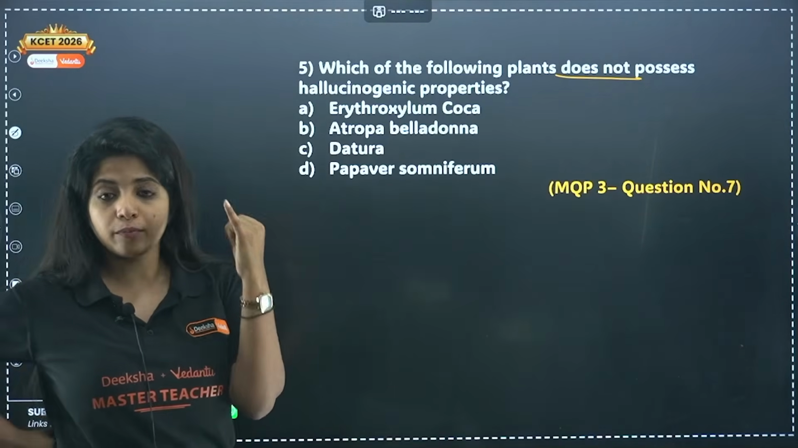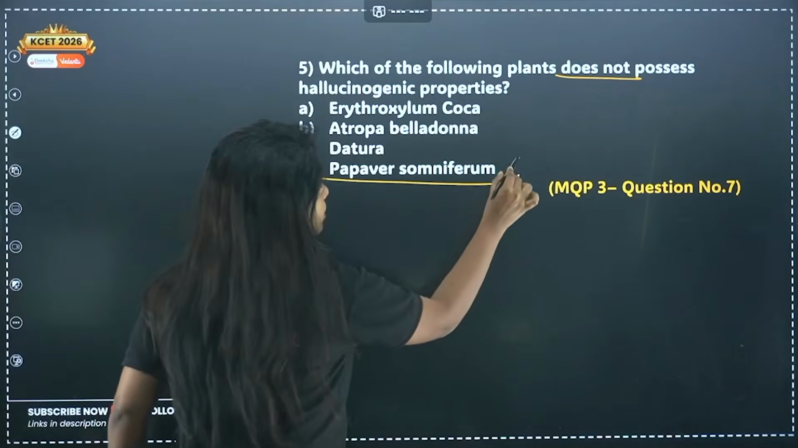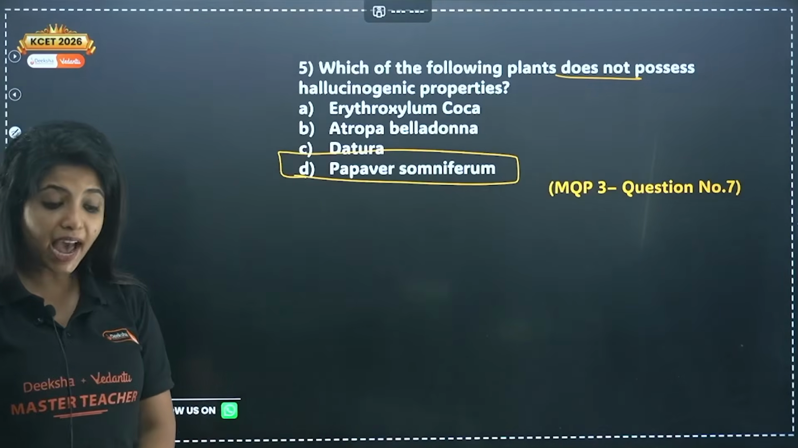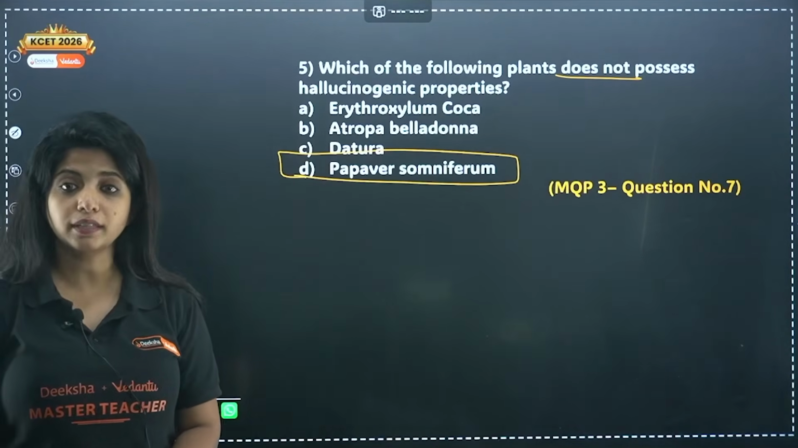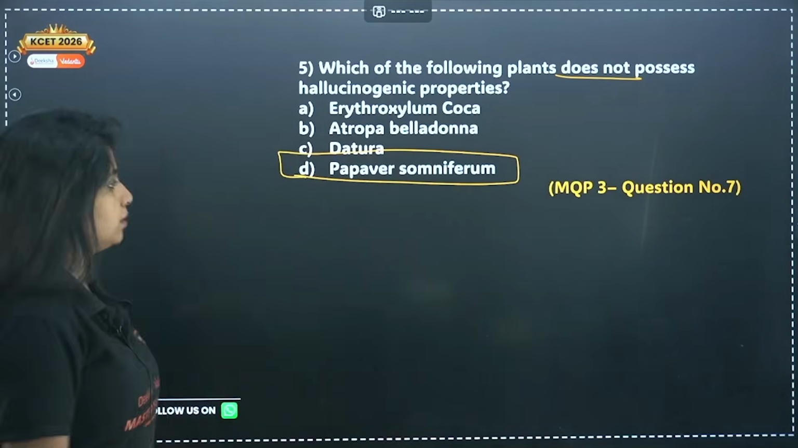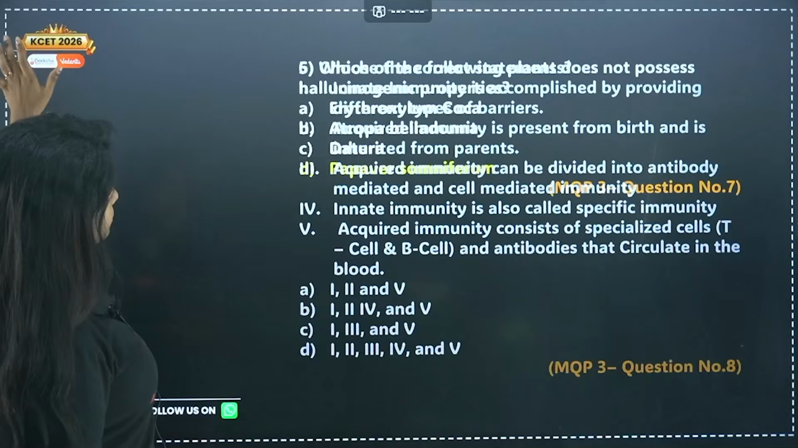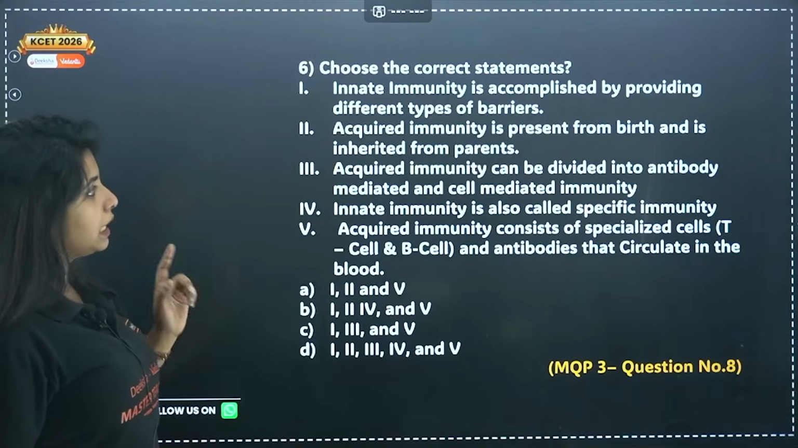So we know Erythroxylum coca does, Atropa belladonna does, and Datura also does. What about Papaver somniferum? It is where you get opium poppy from, and it is nowhere responsible for hallucinogenic properties. Just give me a second. Yes. Cool? Next. Choose the correct statements.